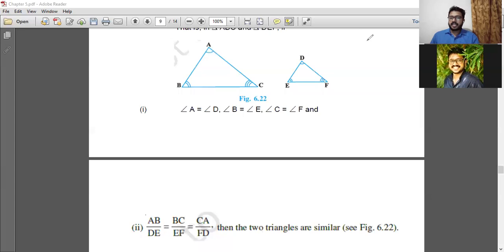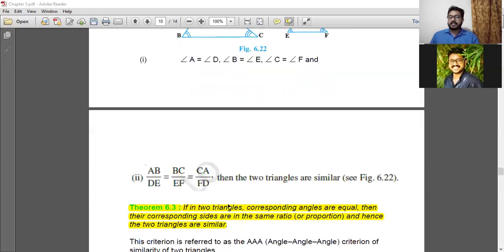Similarly, look here, we are given that in these two triangles, corresponding angles are equal. Then we can say that their corresponding sides are in the same ratio. So what happens? As a result, both the conditions for any two triangles to be similar exist, and hence these two triangles are similar. This is the theorem. Am I clear to you?